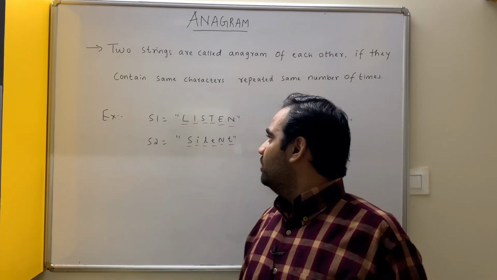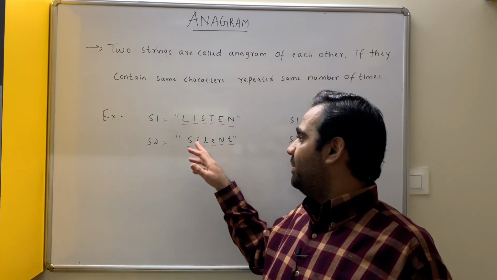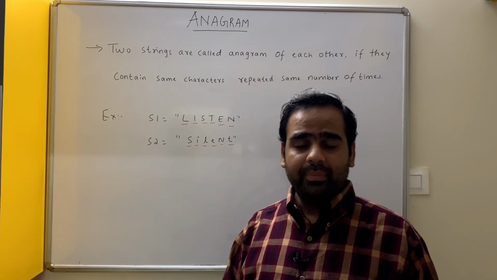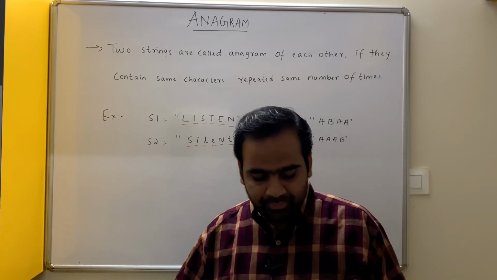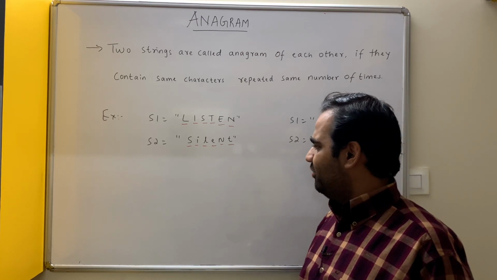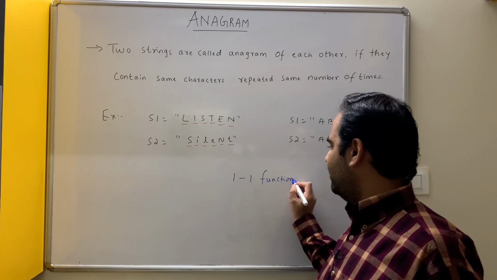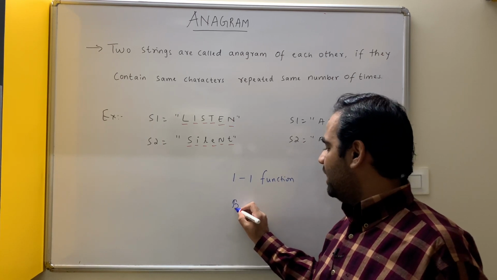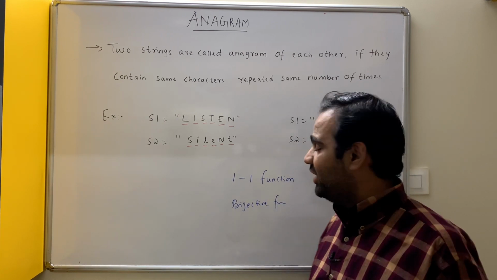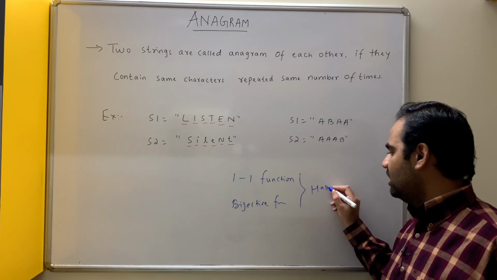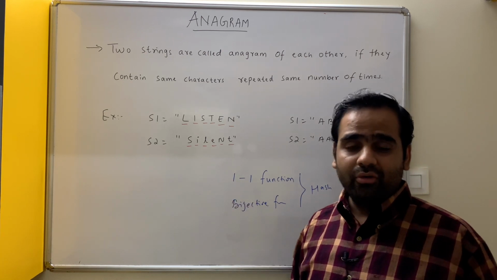Now what we do is take the first string and count how many times each character appears. Take the same character in the second string, count how many times it appears, and then we find if the two strings are anagrams of each other or not. To solve this problem, we will take the help of a bijective function, one-to-one and onto, which we also call a hash in algorithm notation.